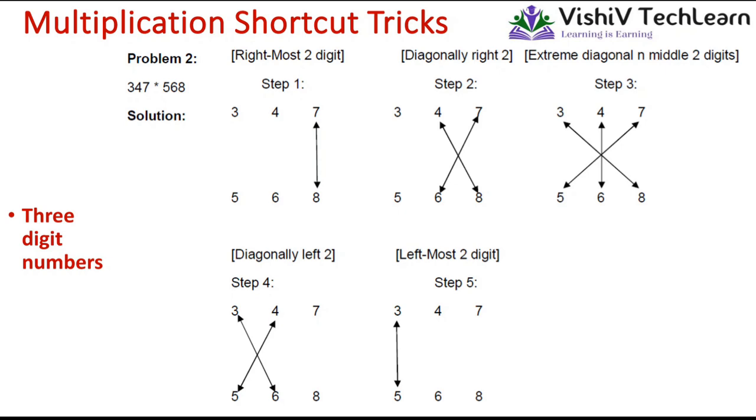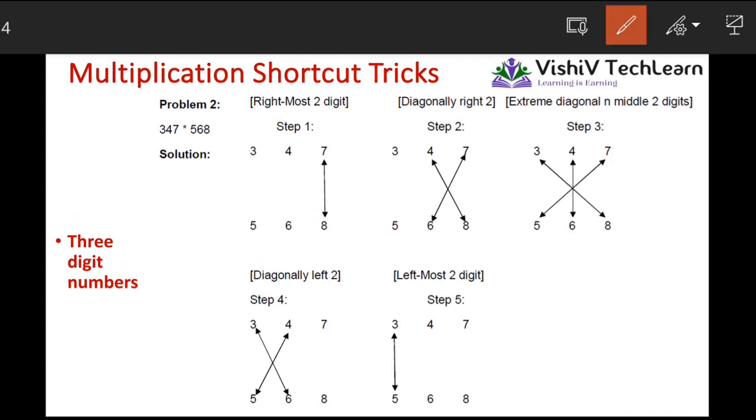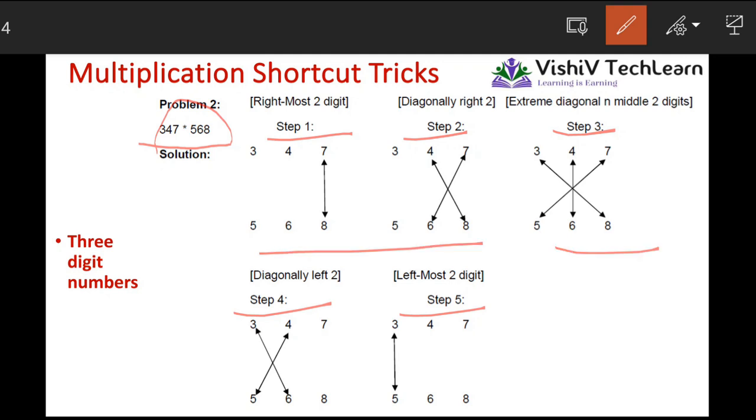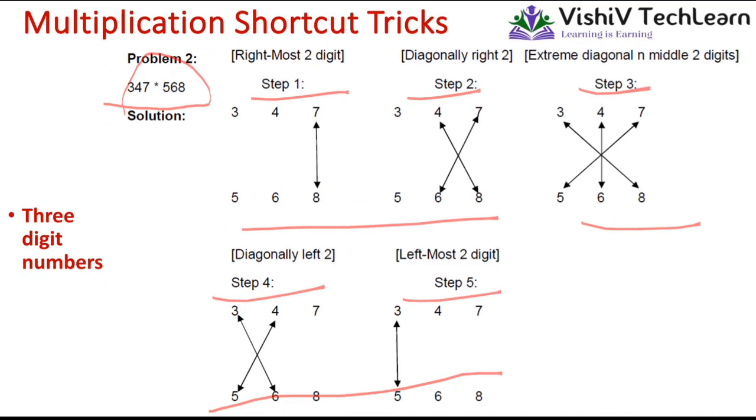One more example in case of 3-digit multiplication, 347 by 568. Again here also we have step 1, step 2, step 3, step 4 and step 5, and just go on adding the figures and numbers. We will get the final answer. Okay, let's go to the next part.